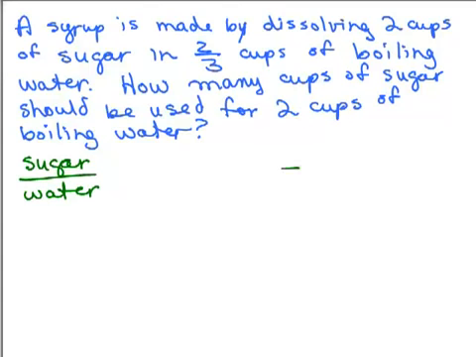All right, so see if you could set up the proportion. Put it on pause. You're going to set up a proportion. And you're looking for how much sugar could be used, so how about letting x be how much sugar you're going to use?